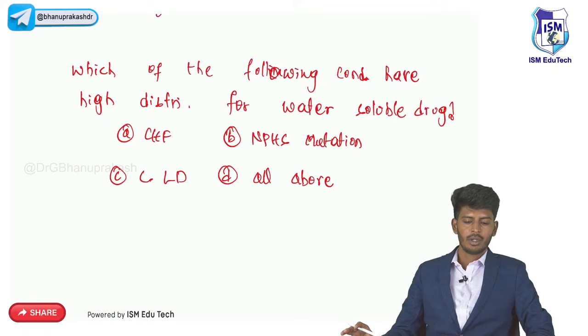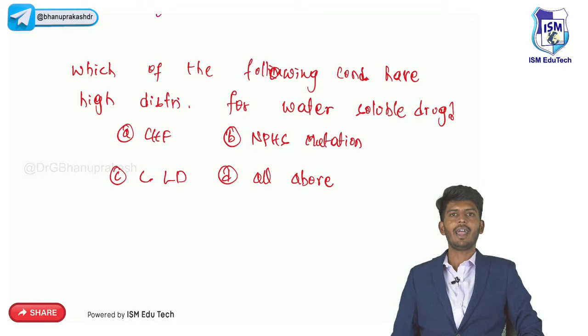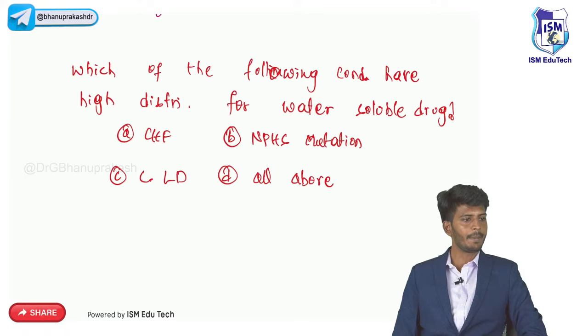So, what is the relationship here? I am asking you people, a water soluble drug should have the highest distribution in which of the following conditions? So, this is my question. Okay. Some people, Ashwan says that is your CHF. Okay. What about others?